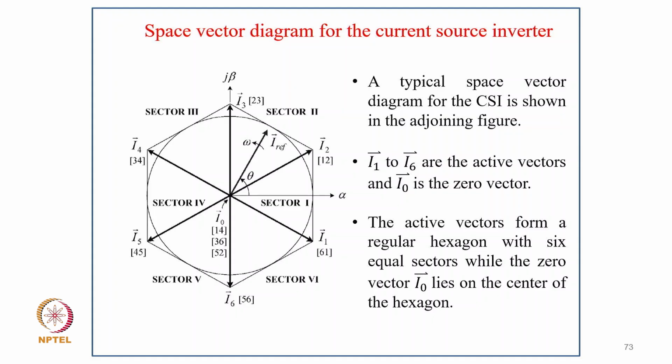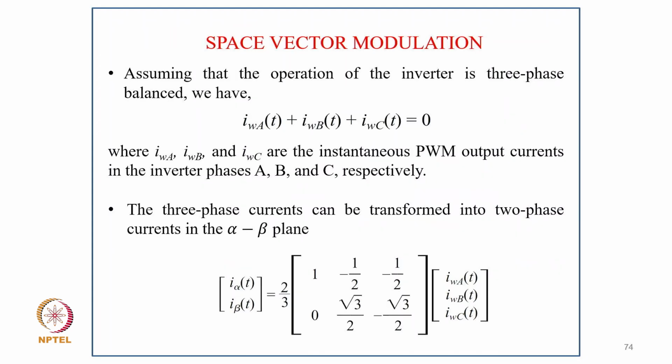The active vectors form a regular hexagon with 6 equal sectors, while the zero vector I0 lies at the center of the hexagon. Assuming that the operation of the inverter is 3-phase balanced, we have Iwa(t) plus Iwb(t) plus Iwc(t) equal to 0, where Iwa, Iwb and Iwc are the instantaneous values of the output current in inverter phases A, B and C respectively, and the 3-phase current can be transformed into a 2-phase current in the alpha-beta plane.